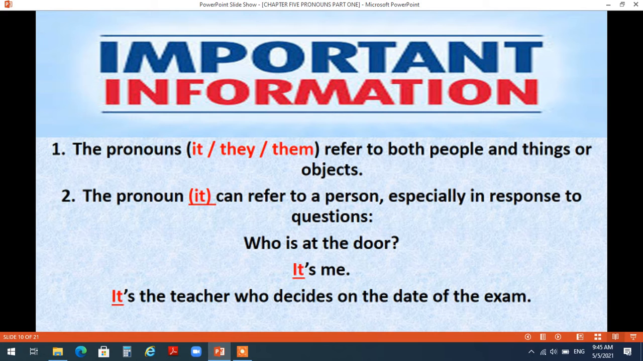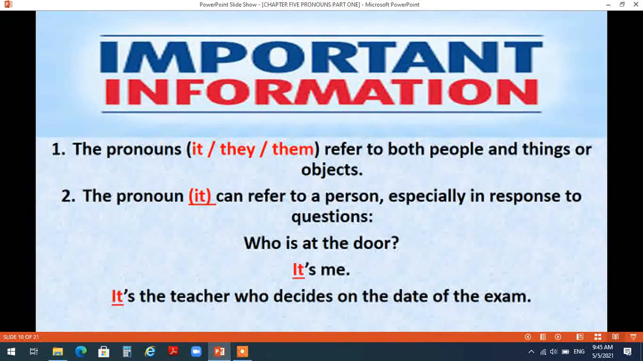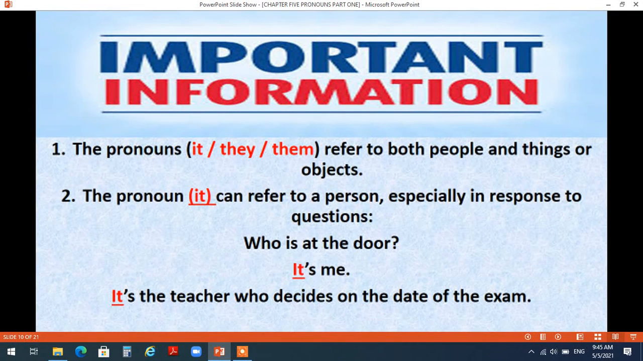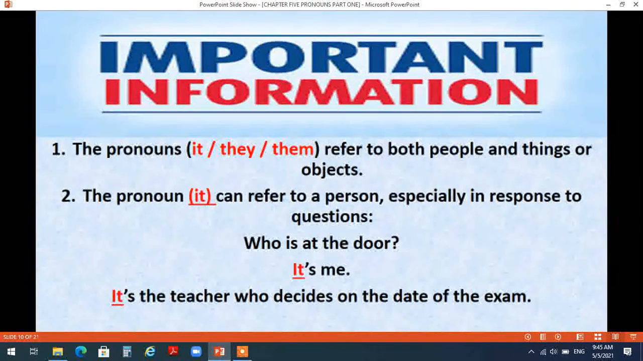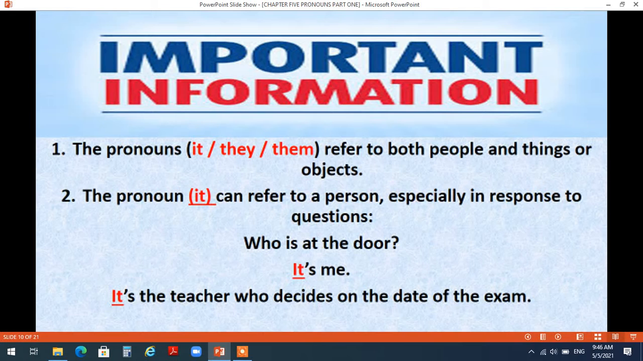هذه الحالة تكون حين يكون لدينا سؤال وكإجابة عن هذا السؤال يستخدم الضمير it. For example, you have this question, who is at the door? The answer will be it's me. إذن هنا استخدمنا it للإشارة إلى العاقل. أو قد يكون مثلا السؤال who decides on the date of the exam? And the answer will be it's the teacher who decides on the date of the exam. Again, we have used the pronoun it to refer to animate things أو الإشارة إلى العاقل. إذن هذه الحالة اللي ممكن نستخدم بها الضمير it للإشارة إلى العاقل كجواب عن سؤال معين.